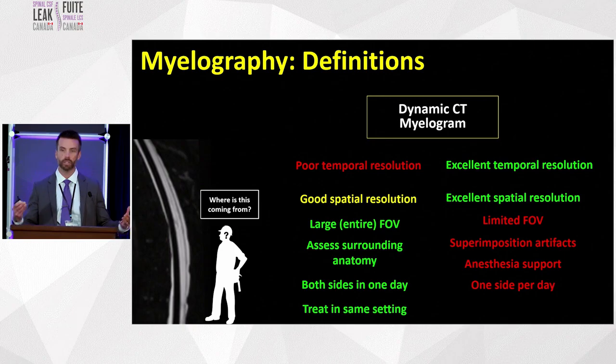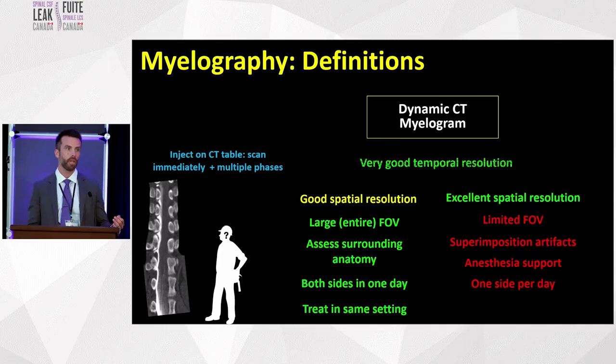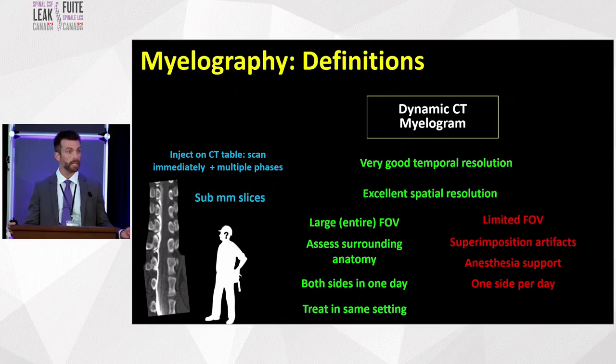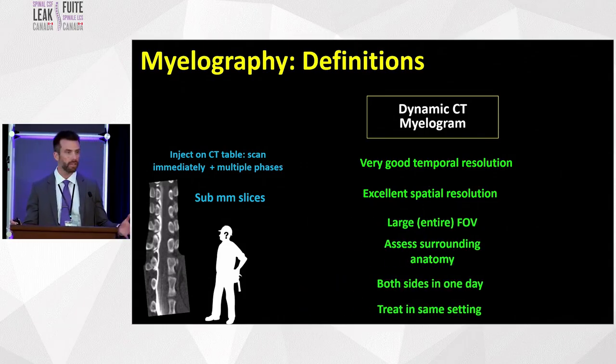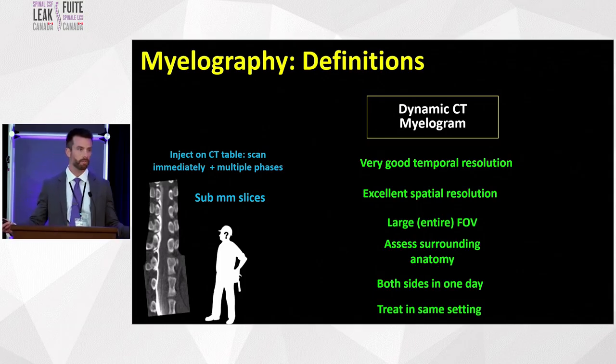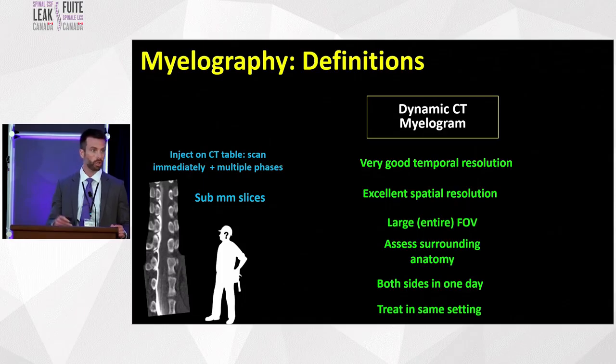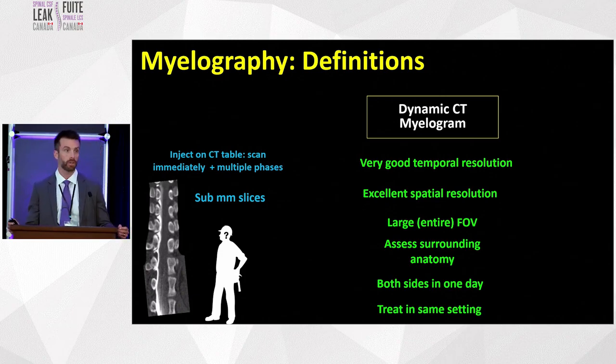But if you combine the strengths of these two exams into one, and you inject on the CT table and scan immediately and perhaps get multiple phases, then you get pretty good temporal resolution with CT. If you use very small slices, sub-millimeter slices or even 0.2 millimeter slices on a photon counting CT, you will get excellent spatial resolution. And then you get the benefits of CT, which are the entire field of view of the spine. You can look at the surrounding anatomy, any bony contribution, for example. You can look at both sides in one day, and if you're treating them, you can treat them in the same setting right there on the table. So we do almost everything under CT.